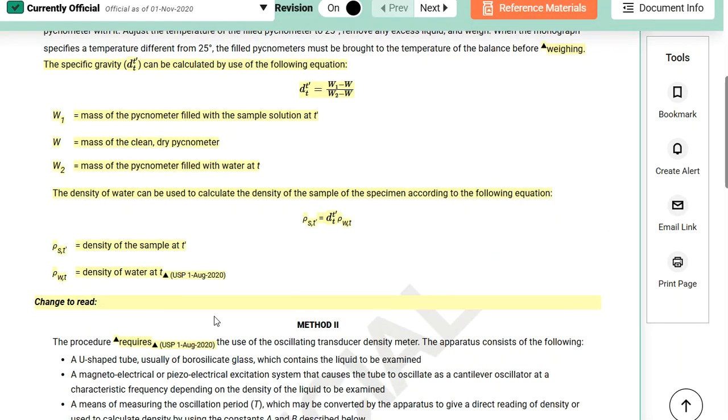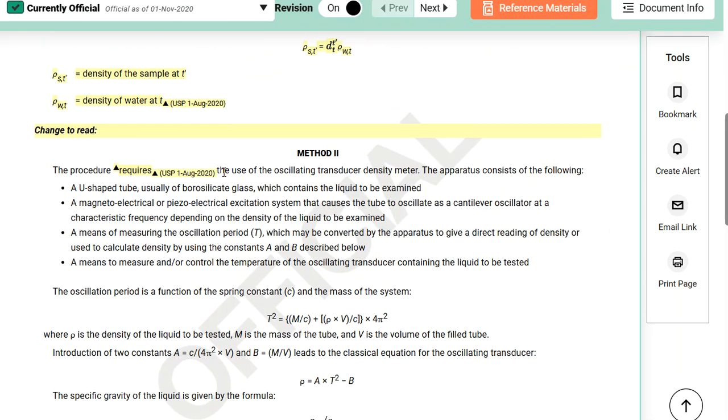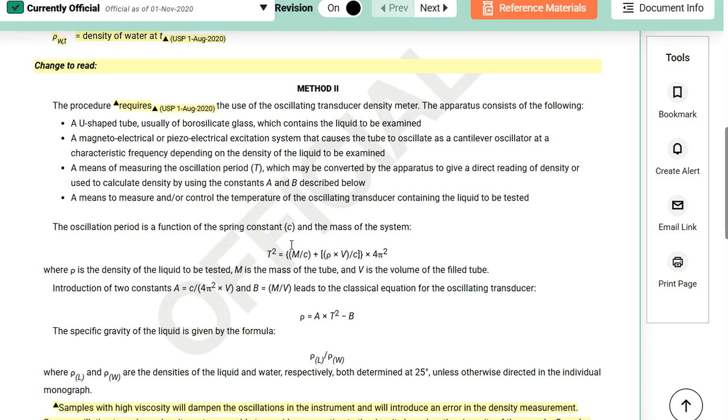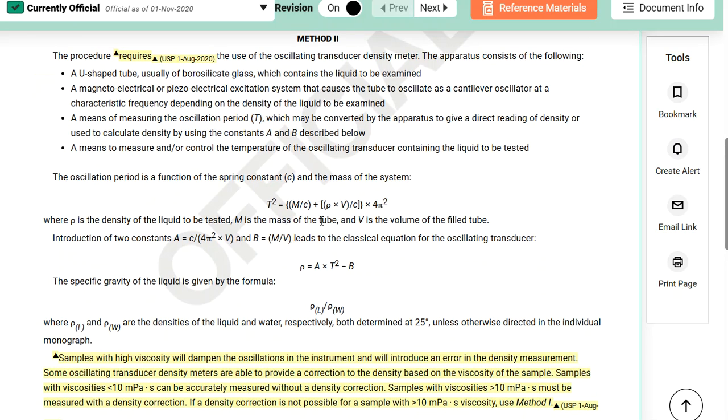So if I pull up this method number 2, the procedure, the use of an oscillating transducer density meter, the apparatus consists of the following: a U-shaped tube, usually of borosilicate glass, which contains the liquid that you want to examine, and then a component that measures the oscillation, and a component that measures how it oscillates between constants and times, and then a temperature correction, because temperature is going to play a role in the density values as well.